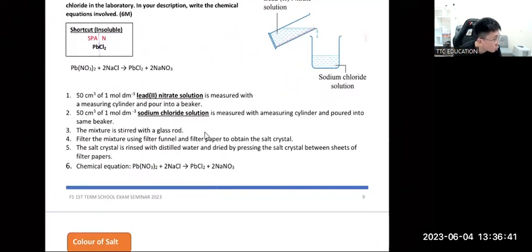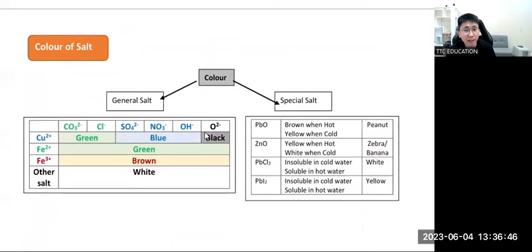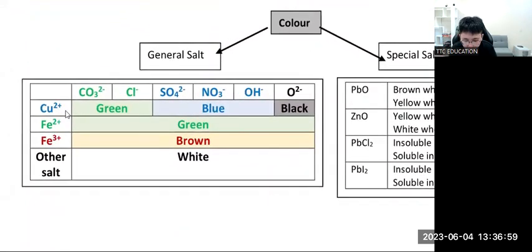On the next page, you will see the color of salts. So color is also very important. Why? Because color is for you to recognize what salt that is. You see blue color, what salt is it? You see green color, what salt is that? You see Cu2+ is usually blue, that's why we put Cu2+ blue color. But Cu2+ is very special. Usually it's blue, but sometimes it can become green, sometimes it can become black.